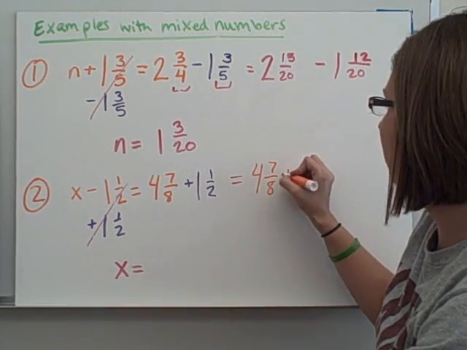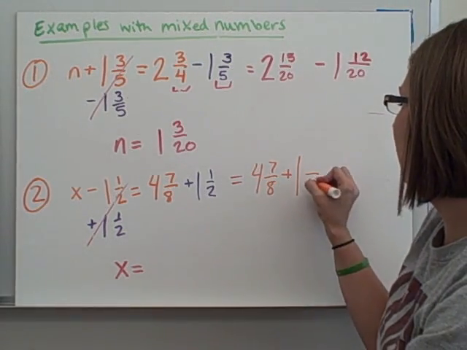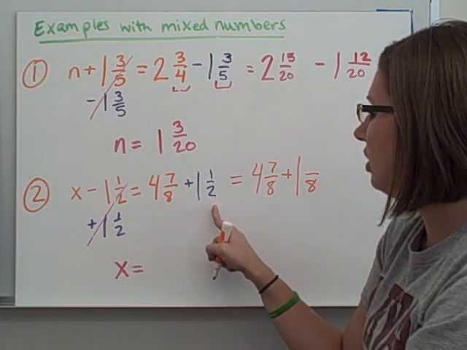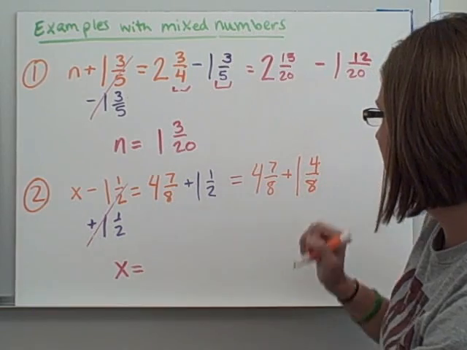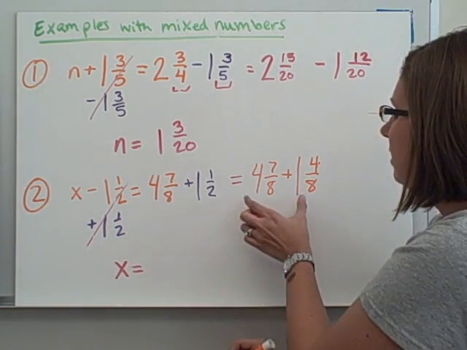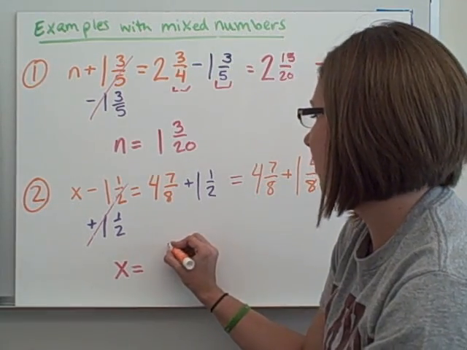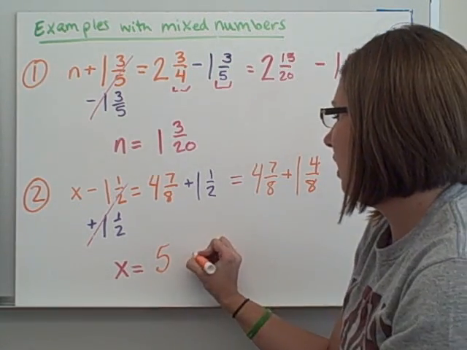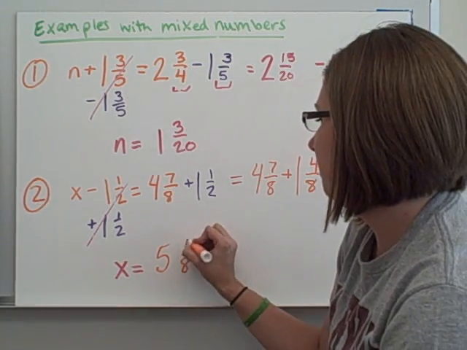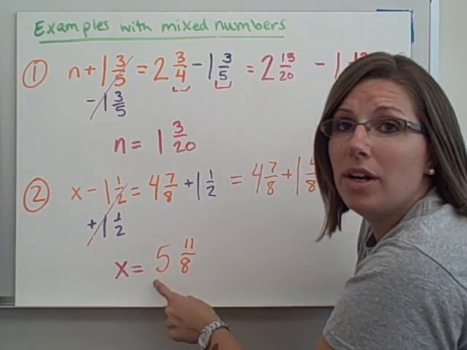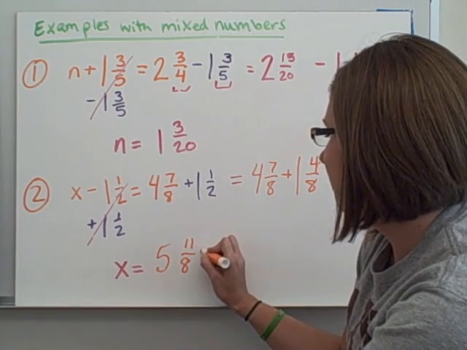plus 1 1/2. I need to change this half so it has a denominator of 8. An equivalent fraction to 1/2 that has a denominator of 8 would be 4/8. So I can actually add my ones. 4 plus 1 is 5. And then I'm going to keep my denominator and add the numerator. 7 plus 4 is 11. So I've got a whole number and an improper fraction. That's not okay. I need to change this.